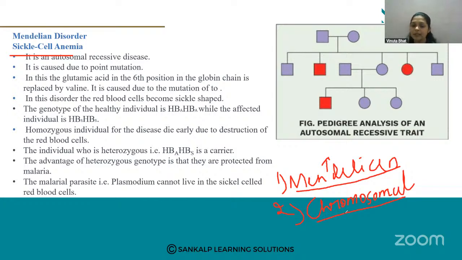Chromosomal disorder means the disorder caused due to a change in the chromosome number. Yes, 46 is the total number of chromosomes present in human beings. If the chromosome number changes, if it is 47 or 45, that leads to the disorder, that is the chromosomal disorder. Okay, so let us study the Mendelian disorders.